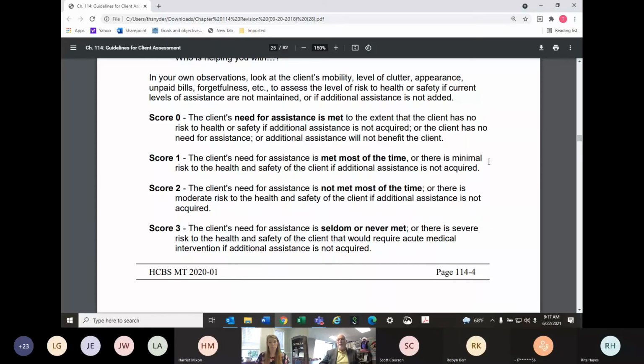Score 1, the need for assistance is met most of the time, and or there's minimal risk to health and safety if additional assistance is not acquired. 2, the need for assistance is not met most of the time, and there's moderate risk to health and safety if additional assistance is not acquired. And 3 is the need for assistance is seldom or never met, and a severe risk to the health and safety of the client that would require some type of medical intervention.